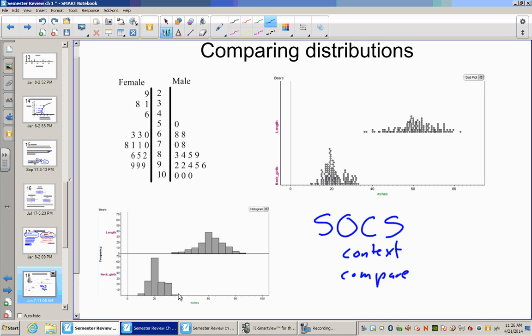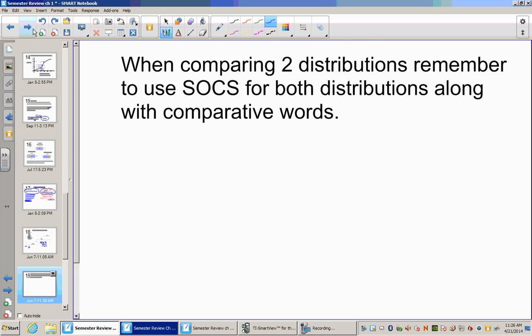So you'll want to use a comparative word, saying the length has a higher mean than the neck girth mean. The spread of length is wider than the spread of the neck girth. So words that compare the two distributions are also needed when comparing distributions.